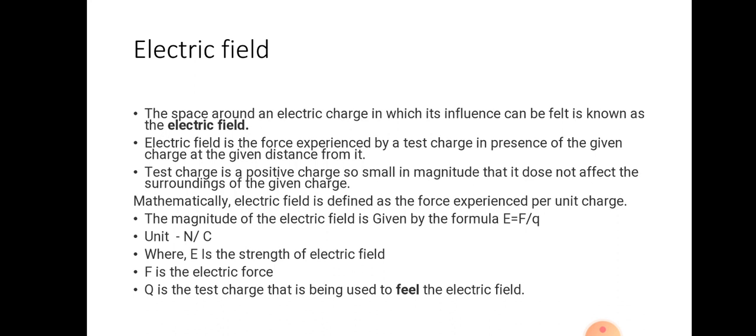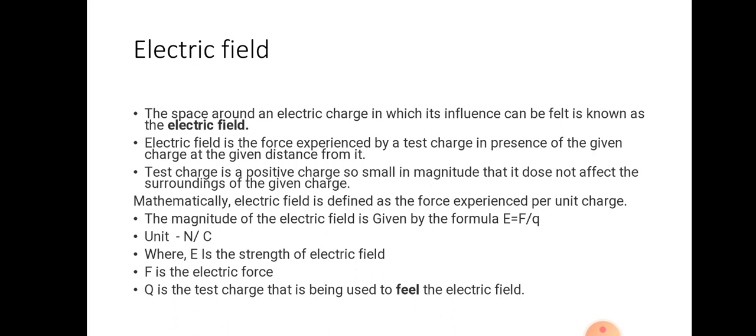Okay, so suppose I have considered a positive charge which produces or which is the source of the charge, and in the surrounding of that charge I place another charge which I can call as the test charge. Okay, why are we calling that a test charge? Because we are using that charge to feel the electric field which is produced by the source charge. So the source charge will exert a force on the test charge.